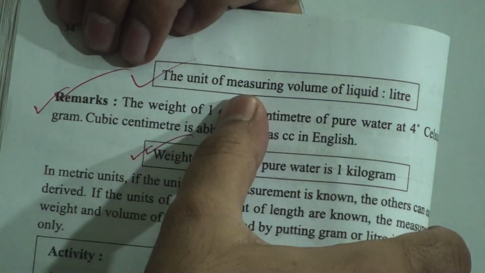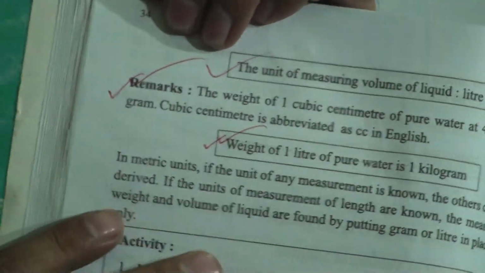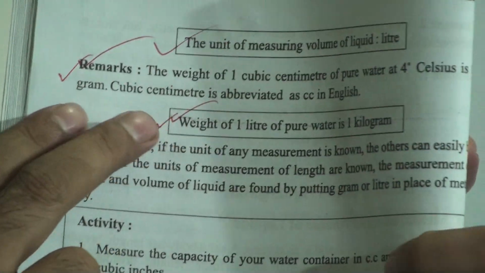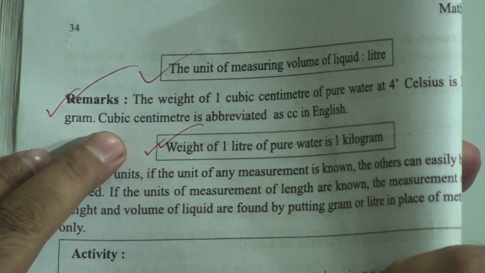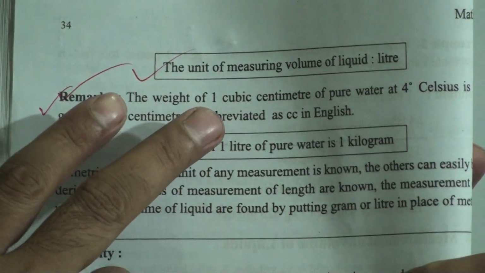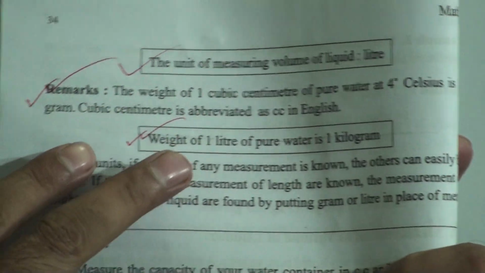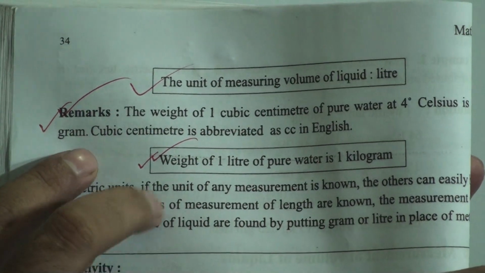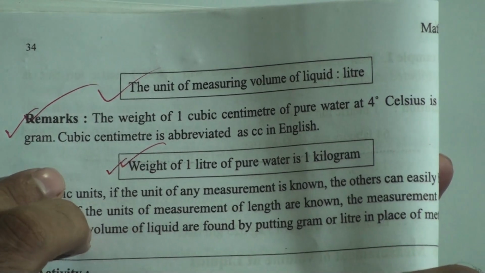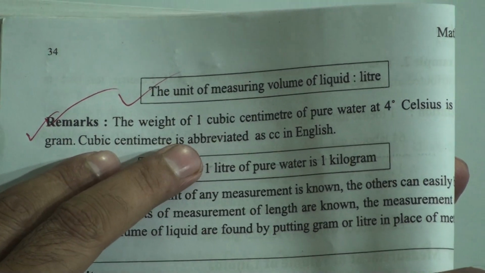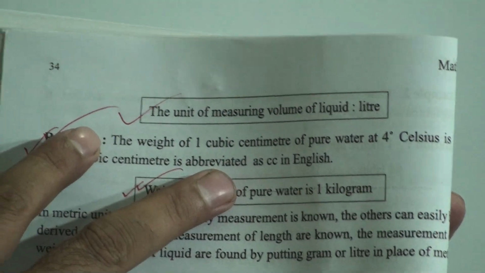I have told that the main or basic unit of measuring volume of liquids is the liter. And here is a remark given, dear students. The remark says that the weight of 1 cubic centimeter of pure water at 4 degrees Celsius is 1 gram. Cubic centimeter is abbreviated as cc in English. Dear students, if you see a bottle of syrup, you will see the unit is written in cc. This cc means the cubic centimeter.